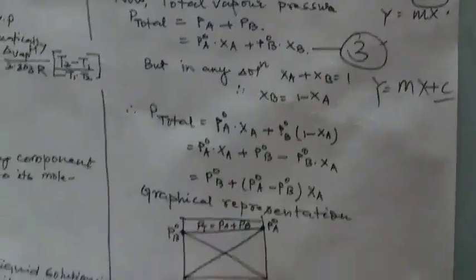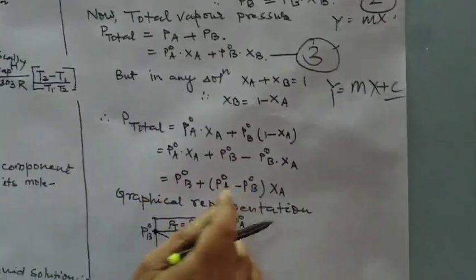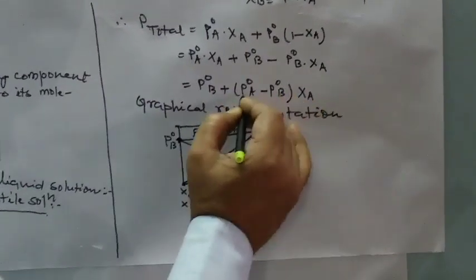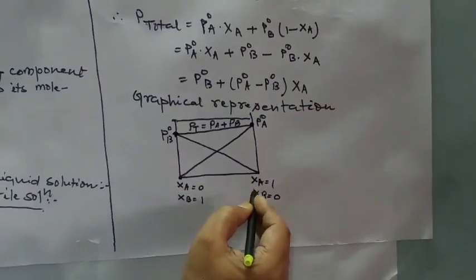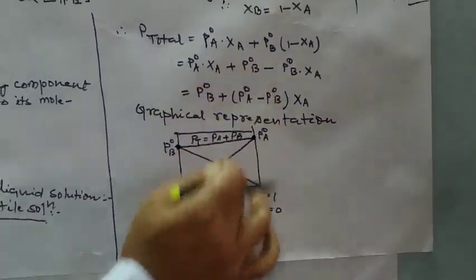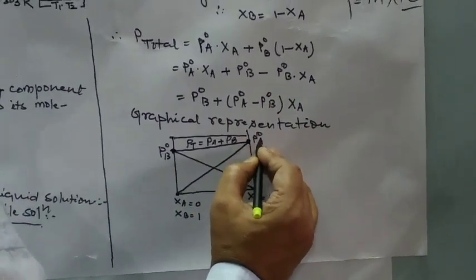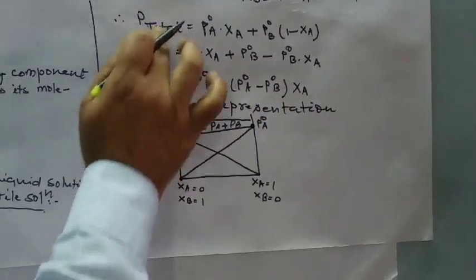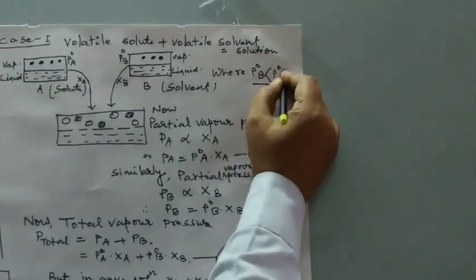So here we will take XA equals to 1. When you take XA equals to 1, what will happen? It will be P naught A minus P naught B, P naught B cancels out. So XB equals to 0. The total pressure will be equal to P naught A, which has the higher value.